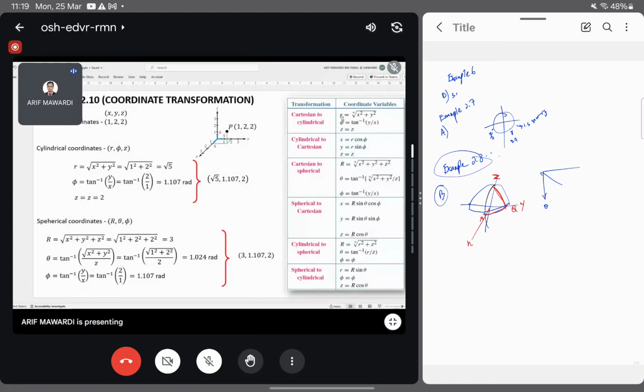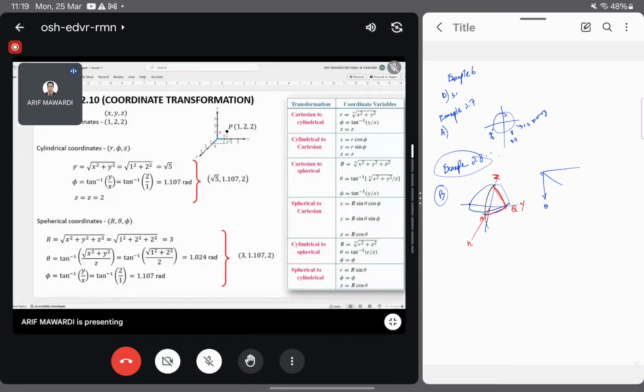Okay, so the first one allows us to determine the first coordinate variable r. So r will be equal to the square root of x square plus y square. So x and y here are the coordinates in the Cartesian coordinate system, which are given here. Therefore, you just substitute the values for x and y here.